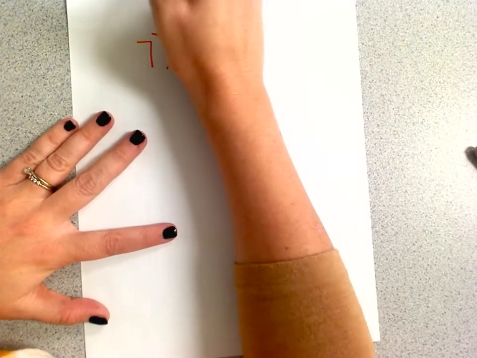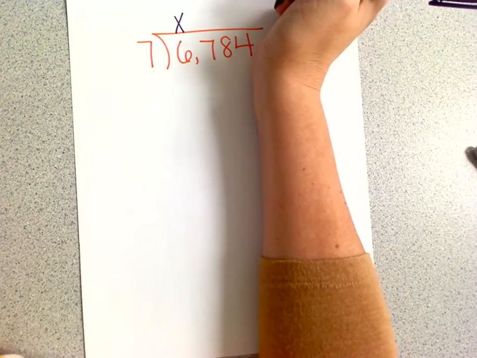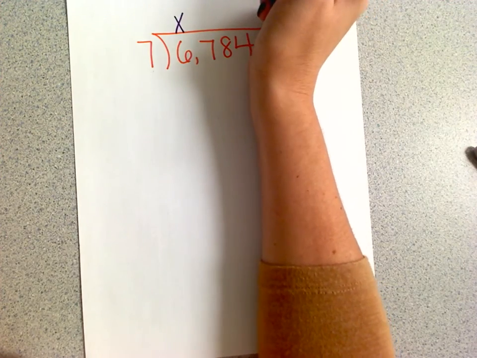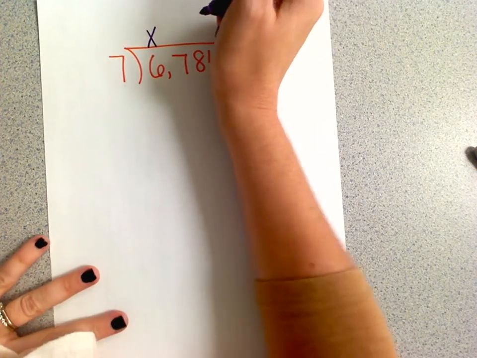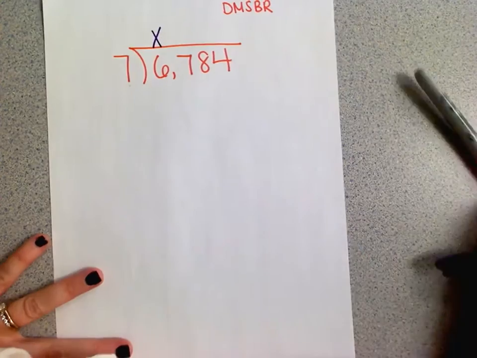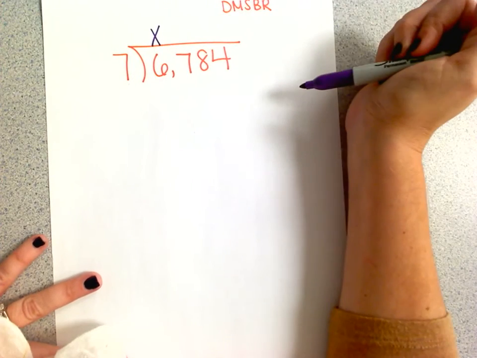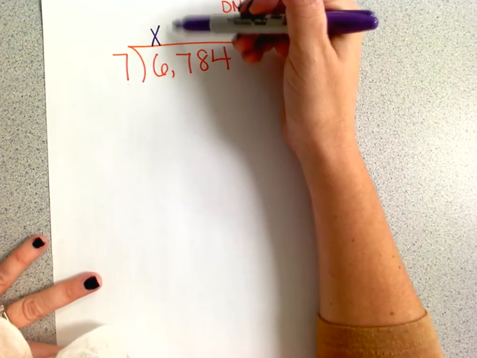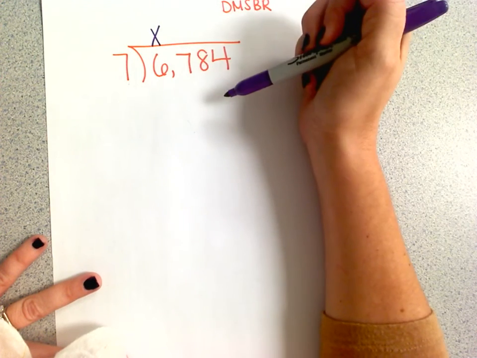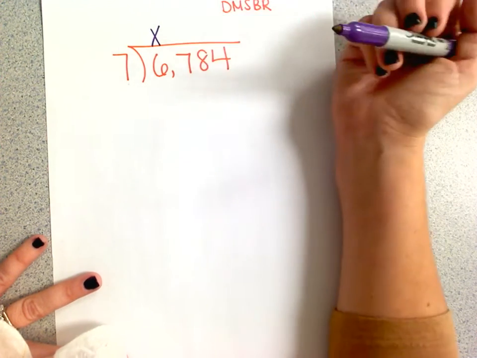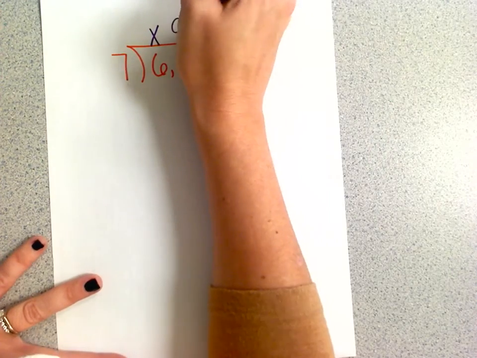You can put an X to remind you if you want to, or you can remember to leave it blank, but it's very important that you're placing things in the right spot in your quotient. Now we have to get on to how many times can 7 go into 67? Well, I know that 7 times 10 is 70, and that would be way too high, and I can't put a 2-digit number in my quotient, so 10 is not going to work. But maybe I could try 9, right? 7 times 9 is 63.